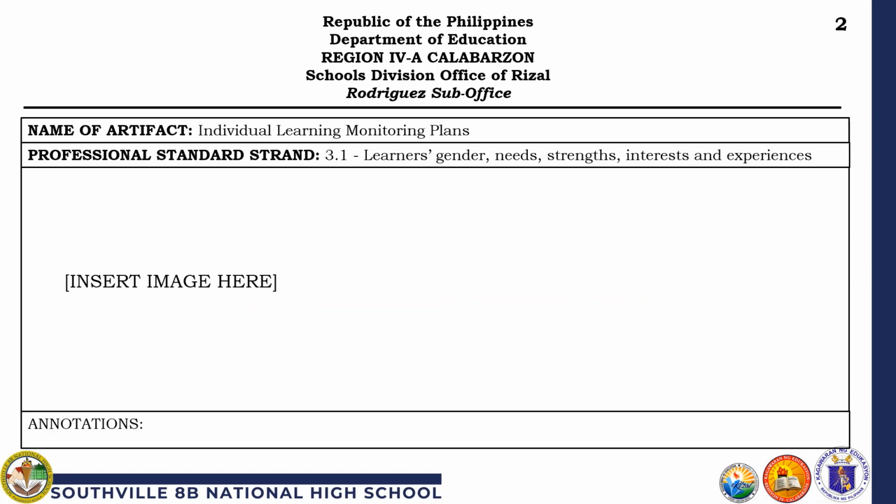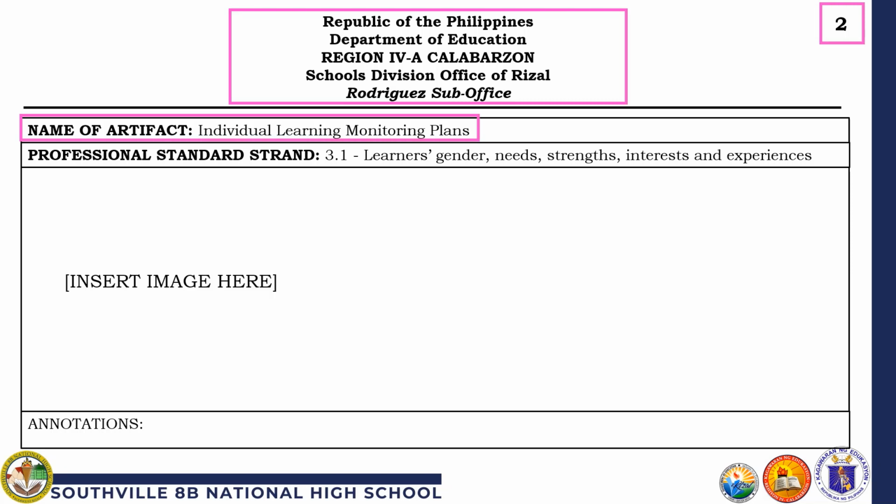This is the first slide of the artifact. So we have a heading. This is page number 2. Why page number 2? Because the title page of the required artifact is where the numbering starts. So that is page number 1. This is page number 2.